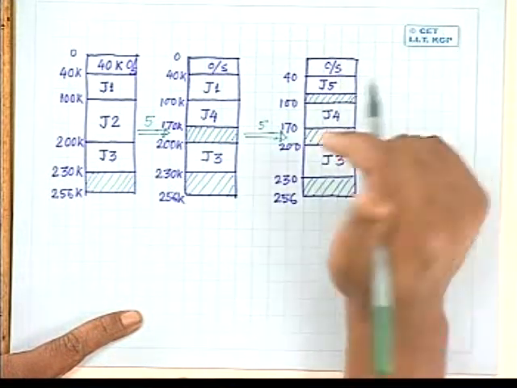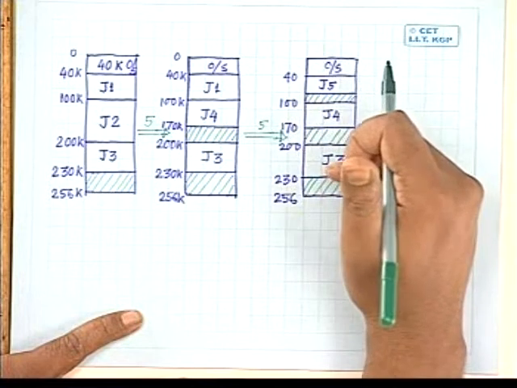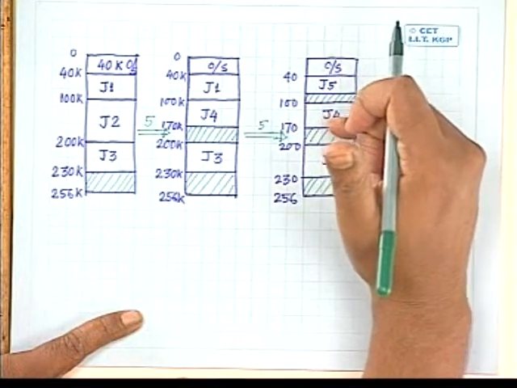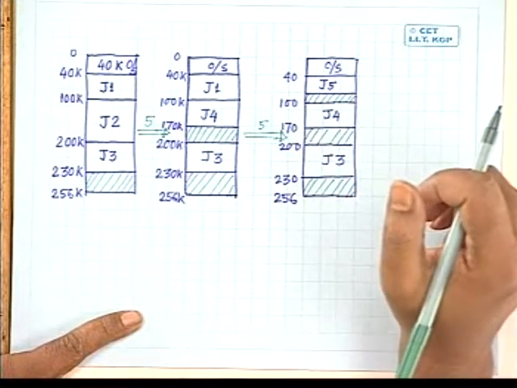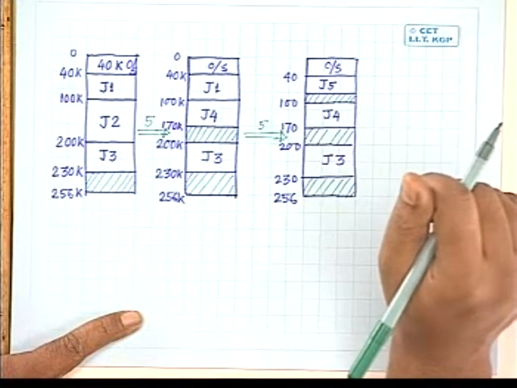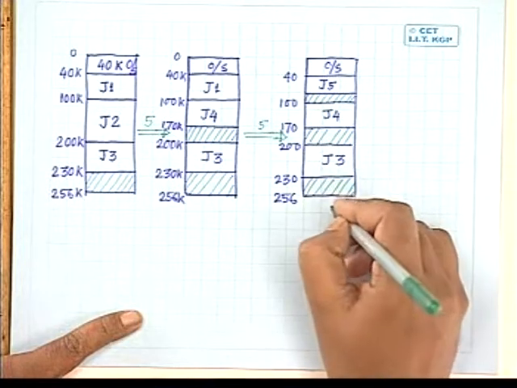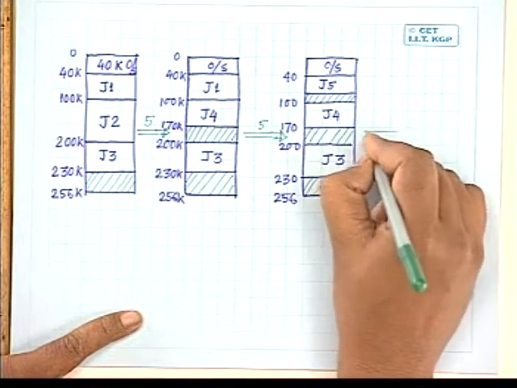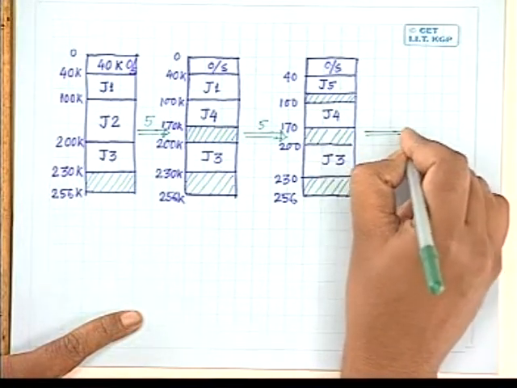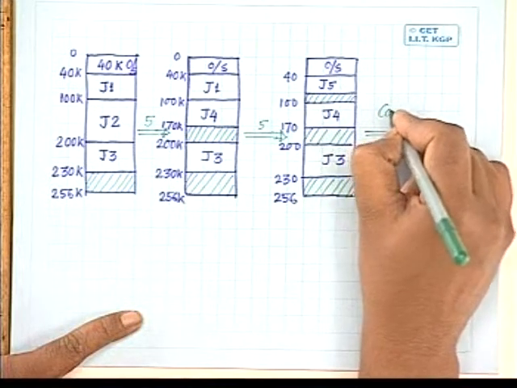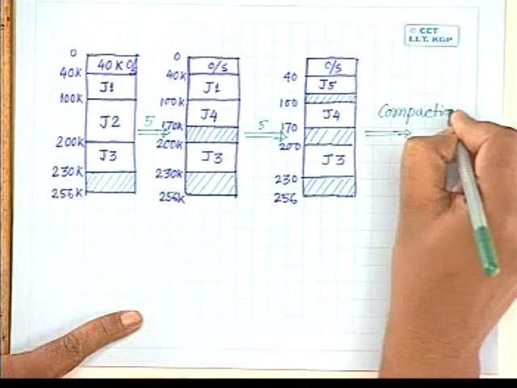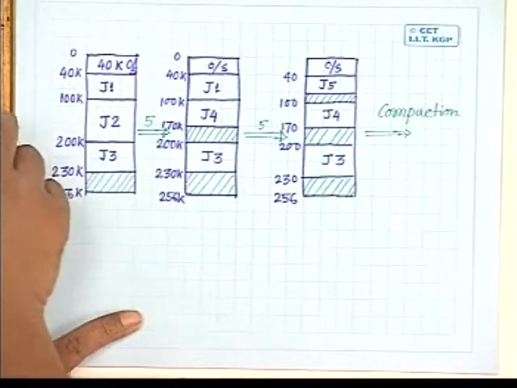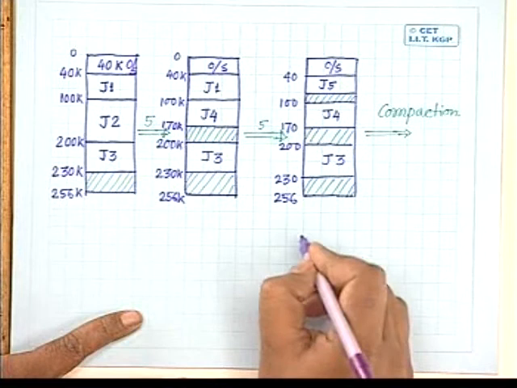Whereas if I go for memory compaction, that is, I'll try to put all the allocated partitions to one end and all the free partitions to another end, try to merge all those free partitions so that you get a larger free partition. Okay. So if I go for such compaction, then the situation will be something like this.